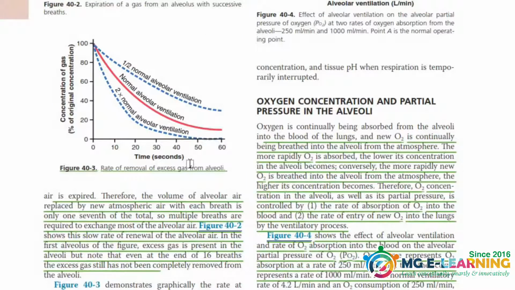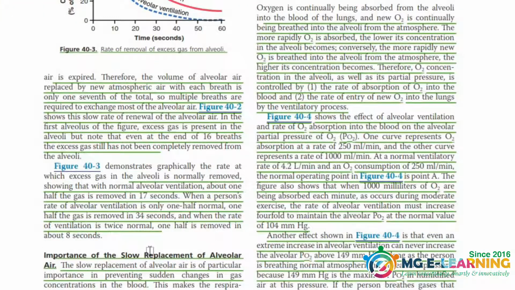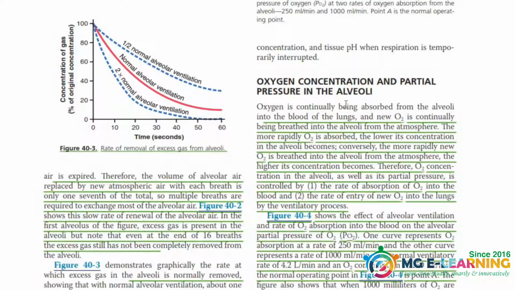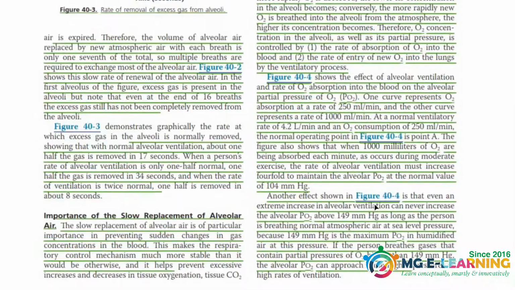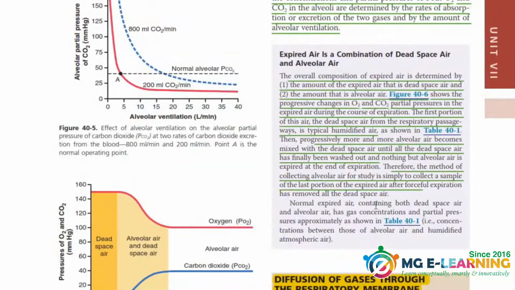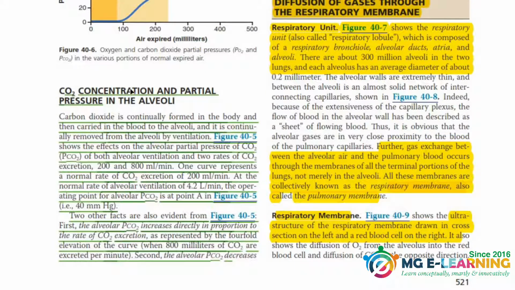The rate of removal of excess gas from alveoli and slow replacement of alveolar air, this all is very important for your concepts. Oxygen concentration and partial pressure in alveoli, this is important for your concepts. Most of this chapter is for your concepts, so give it a single reading. Then alveolar ventilation, normal alveolar pressure, this is all for your MCQs and for your concepts. Again, carbon dioxide pressure, concentration and partial pressure in alveoli is again for your concepts.